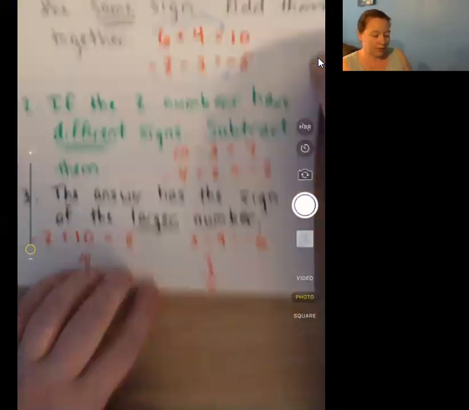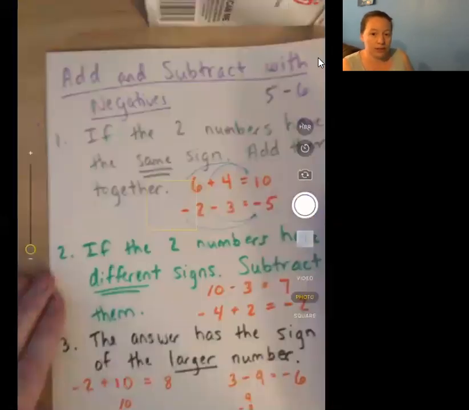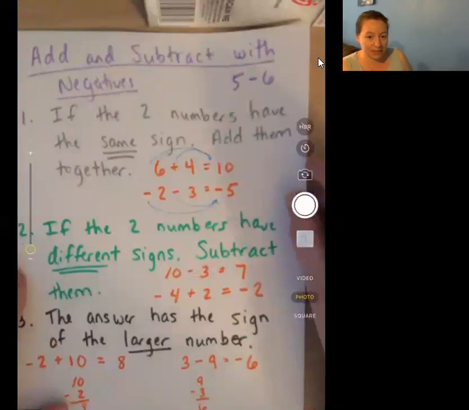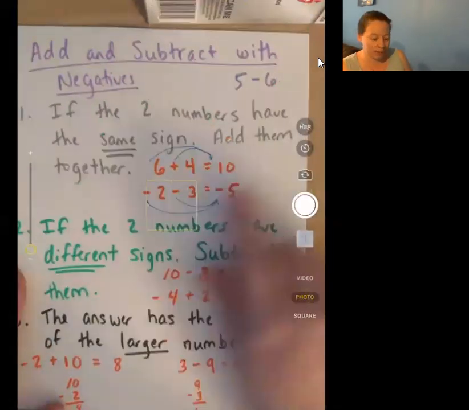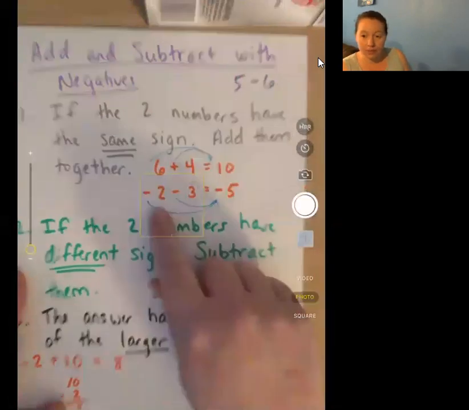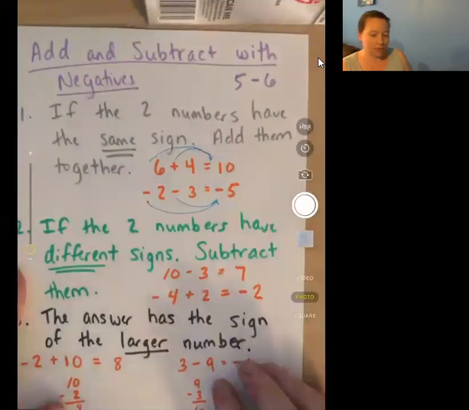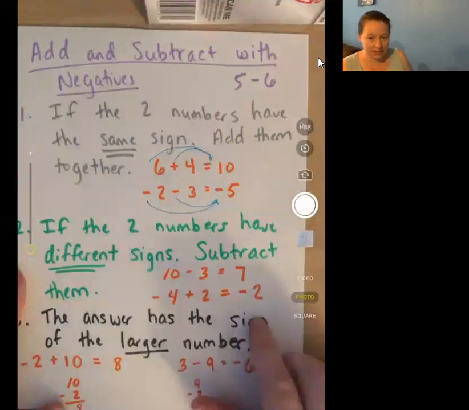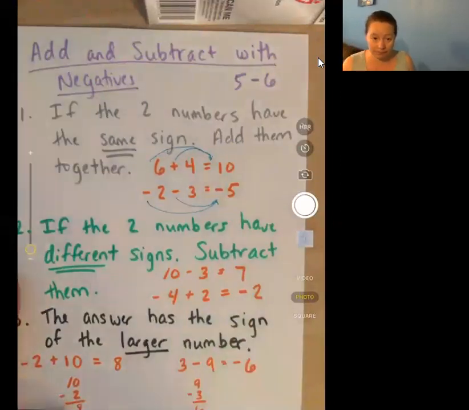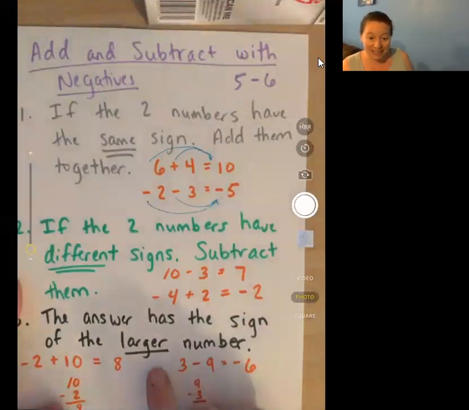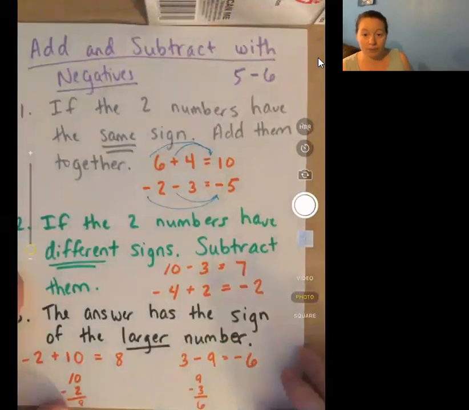So we have, in review, if the two numbers have the same sign, both positive, both negative, add them together and give them the sign that both numbers have. If the two numbers have different signs, subtract them. Smaller number comes out of the larger number every single time. Then the answer will have the sign of the larger number every single time.